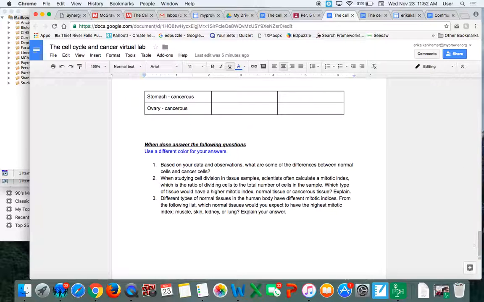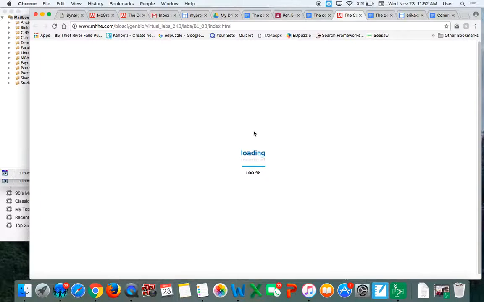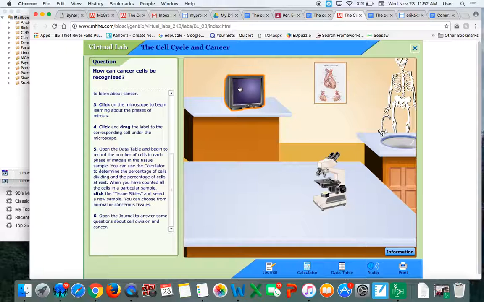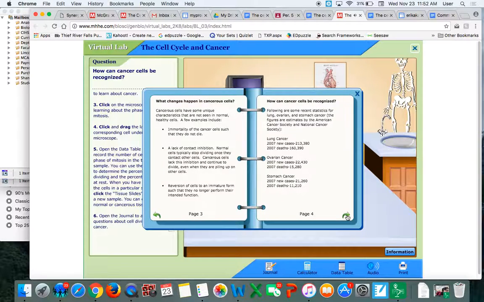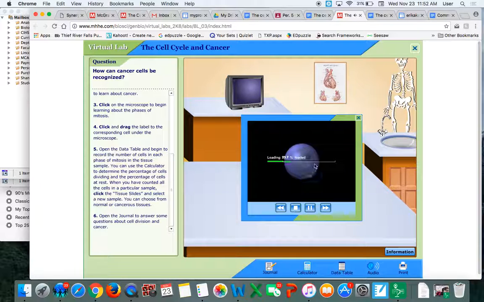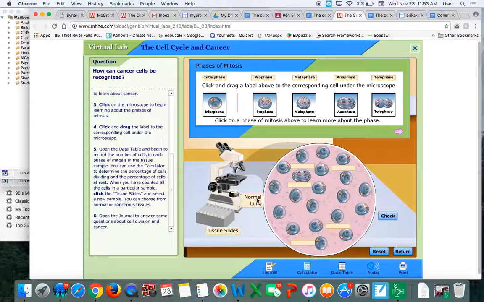So let's open up that link to the virtual lab. You'll follow the instructions and they're on the document as well. Okay, watch the video, learn more about cancer, the information, scroll through there. You want to do that first. Watch this little video that's on this TV. Then you'll click on the microscope. And this is where you'll be able to look at normal lung tissue, cancerous lung, normal stomach, cancerous stomach tissue, normal ovary, and cancerous ovary tissue.